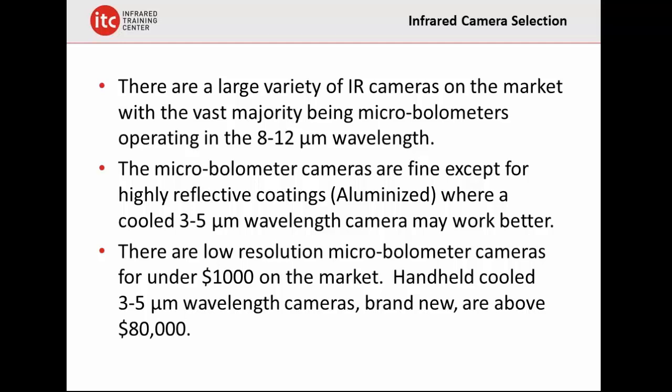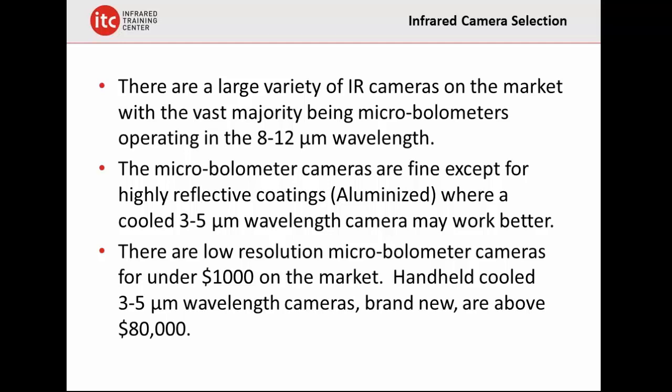And the other thing here is that there are a large variety of IR cameras that we could choose. There are some that are inexpensive. Most of the ones that are on the market right now are the 8 to 12 micrometer wavelength microbolometers, like the FLIR C2s, the E60s, the E40s, the T400 series, the T600 series. They're great for most roofing systems.